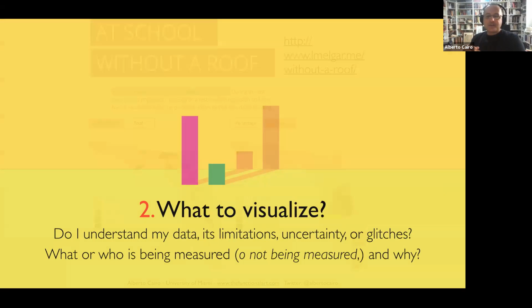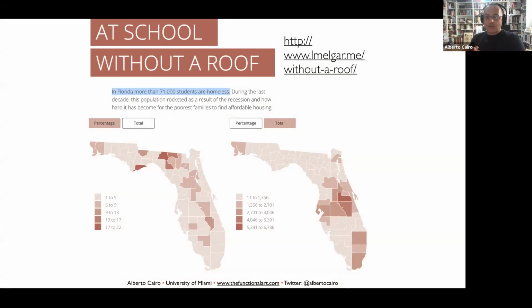He came to my office one day with several charts that completely shocked me. When I saw these two maps, for instance, I was absolutely shocked, because as you can see, this map is showing that there are certain counties in Florida where more than 5,000 students are homeless. So how is that even possible? That's a lot of people. And then when you take a look at the percentages, there are counties in Florida in which more than 20% of students are homeless. I say, this is impressive. I mean, this is a humanitarian crisis.